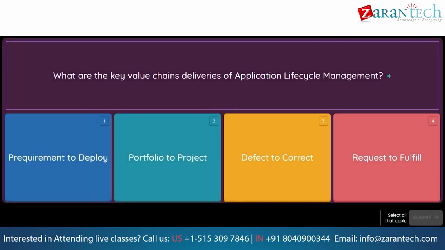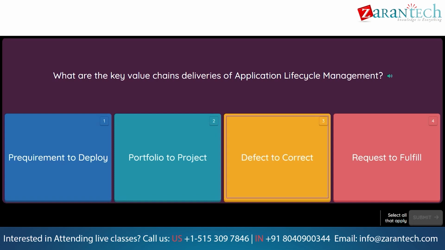Question: What are the key value chains deliveries of application lifecycle management? Option 1 requirement to deploy. Option 2 portfolio to project. Option 3 defect to correct. Option 4 request to fulfill.